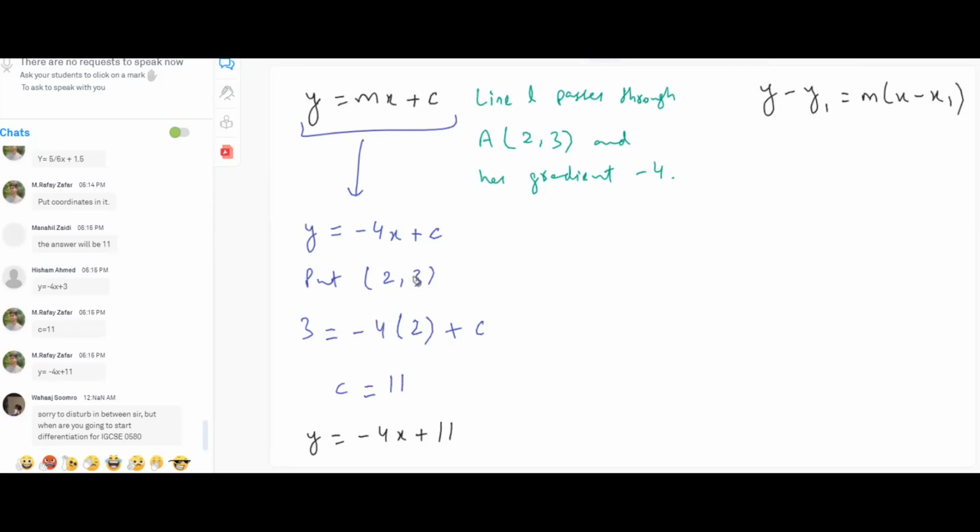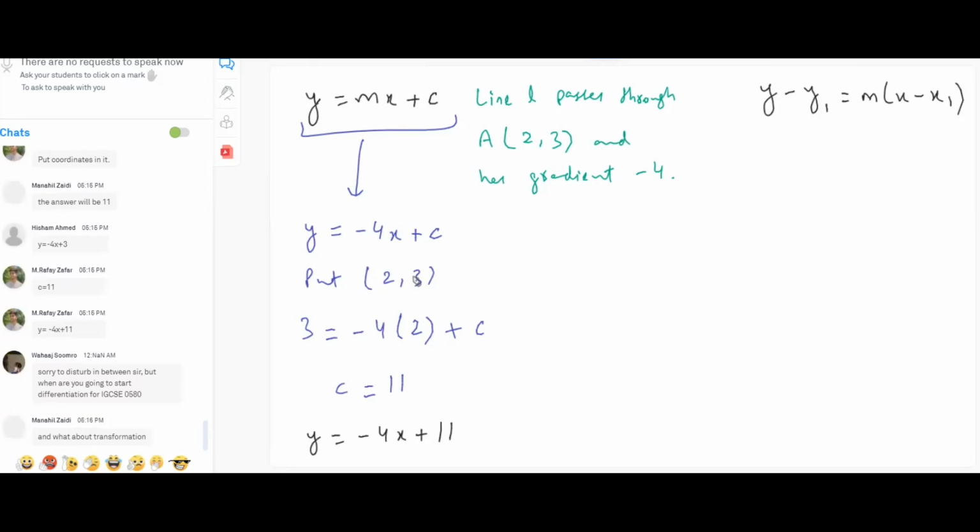Differentiation for IGCSE 0580. Vahaj, that will be after at least 4 to 5 weeks, not in June. अभी in June में हम कुछ काफी सारे वो common topics cover कर रहे हैं जो दोनों IGCSE और O levels में आते हैं. We're going to focus more on these right now.